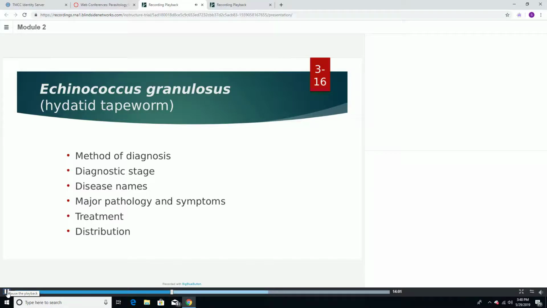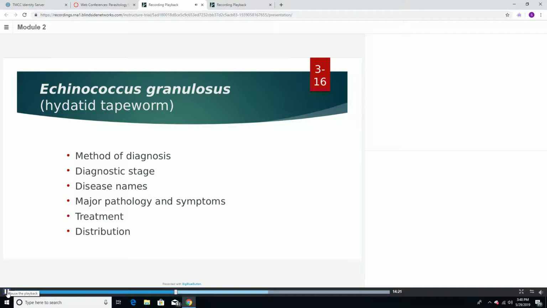Major pathology and symptoms. Symptoms are going to vary according to location and size of the cyst. Expanding cysts cause pressure and necrosis of surrounding tissue. The most common site is going to be the liver. We're not going to see any symptoms until the cyst gets larger, so it's going to be nearly a year after ingestion of the egg, and we're going to see jaundice or portal hypertension.